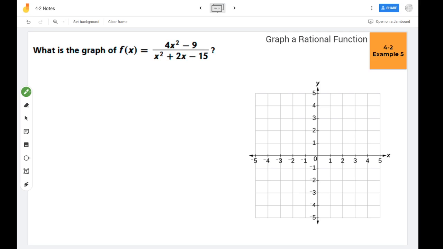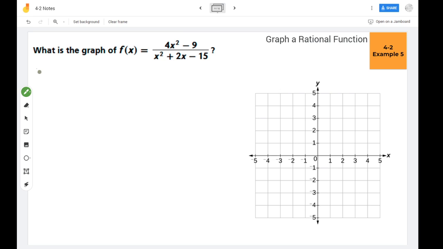In today's video, I'm covering example 5 from section 4-2 in the SavvasRealize Algebra 2 textbook. So this example is focusing on graphing a rational function. And it's a little bit different than my previous examples because now it has something squared in the numerator instead of just a linear term. So the process is still going to be the exact same.